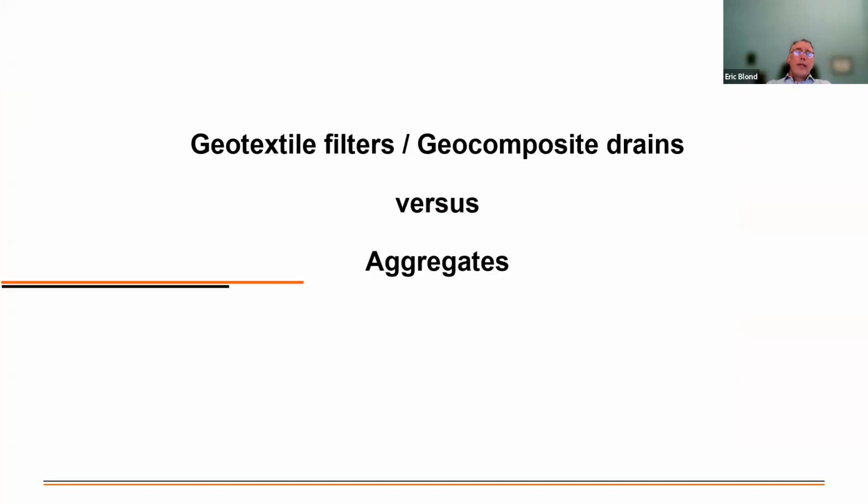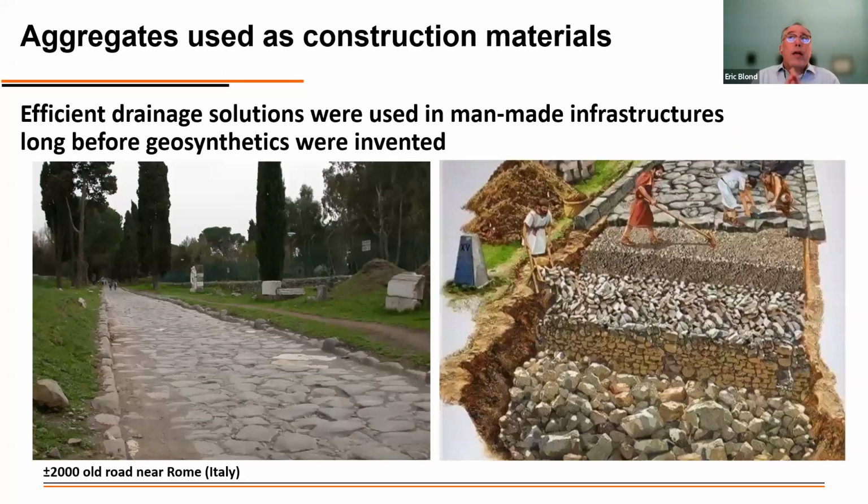So historically, we've been using granular filters and permeable material as drainage mediums. And this is working very well. Practically, efficient drainage solutions have been used in man-made structures long before geosynthetics were invented.